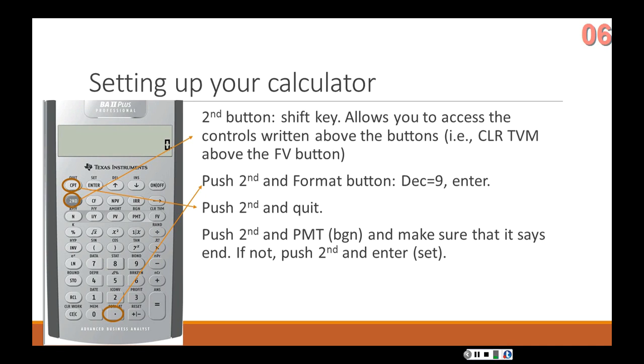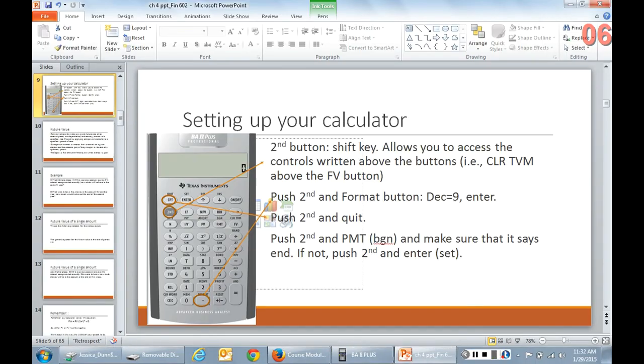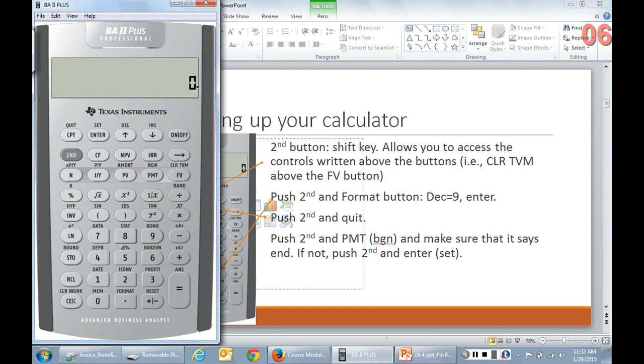You need to make sure that it says end. If it doesn't, you push the second and enter button. If you have a graphing calculator, you don't have to make any of these changes. On the bottom of your time value of money solver, you just need to make sure that your calculator is on end and not beginning.